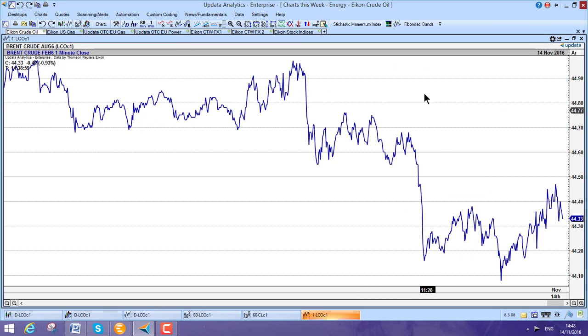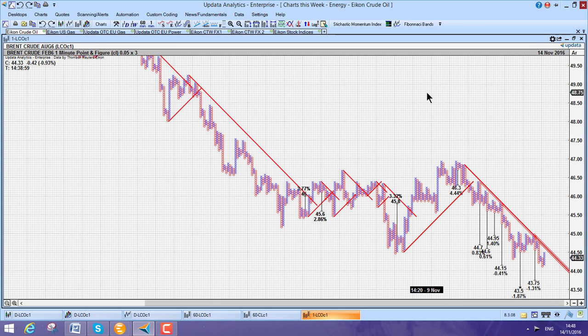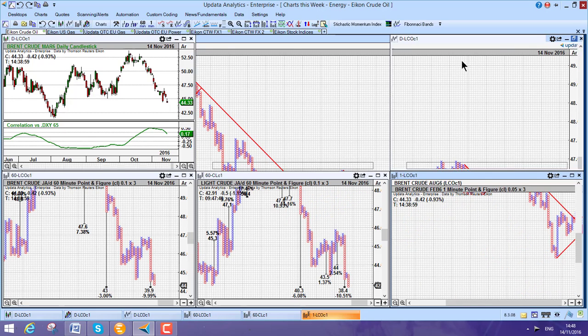And if we look at the 1 minute chart, of course, if you're trading crude oil, this is the chart to watch, and we see here downside targets 43.75, 43.50. So we are really seeing that kicking in.